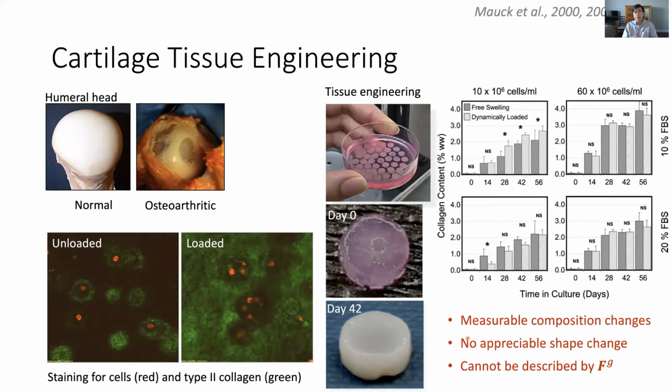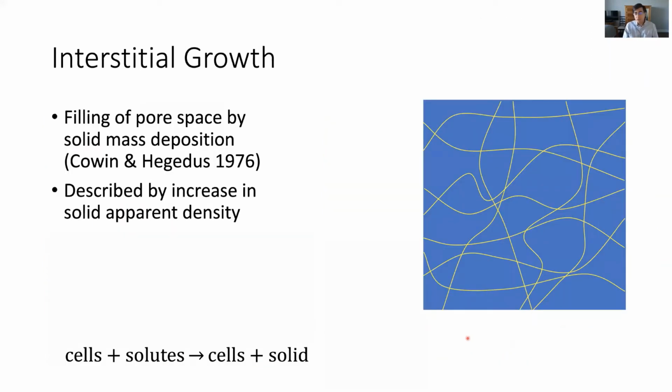So fundamentally, I don't think that the growth tensor is the right way to describe growth mechanics, certainly not in this case. So you only need one exception to invalidate the theory, you understand? And this is a pretty important exception. So what is interstitial growth?